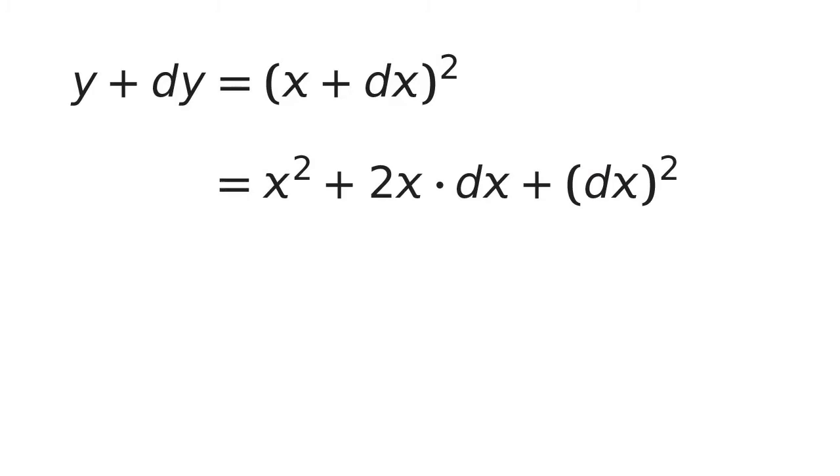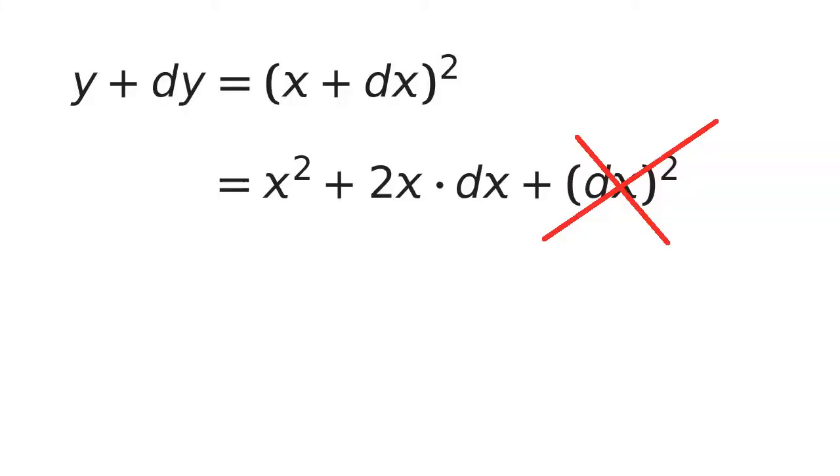y plus dy equals x squared plus 2x times dx plus dx all squared. And now remember from a previous video, where dx is an itsy-bitsy amount, dx squared is an itsy-bitsy teensy-weensy amount. And we're just going to toss it out. So now we end up with y plus dy equals x squared plus 2x times dx.